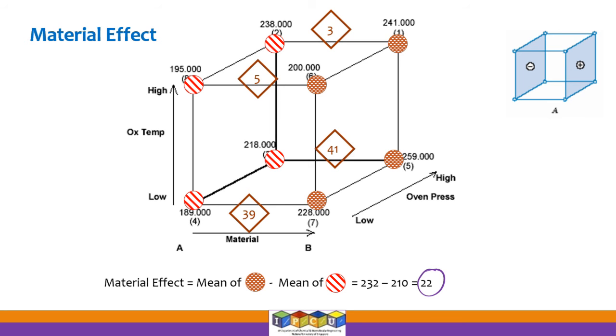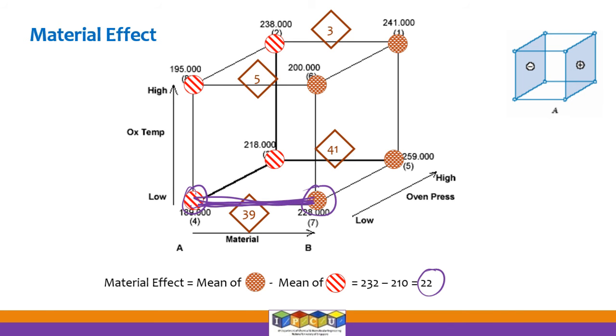Typically there is yet another way of coming to this value 22. What we saw are two earlier methods, one from the table, and we also saw taking the average of the experiments on the right face of the cube minus the experiments on the left face of the cube, you get this 22. But there is also another way. For example, you take these experimental pairs, these two. The only difference between these two experiments is that in one case material A is used, and in another case material B is used. The oven pressure and oxidation temperature are the same for these two experiments.